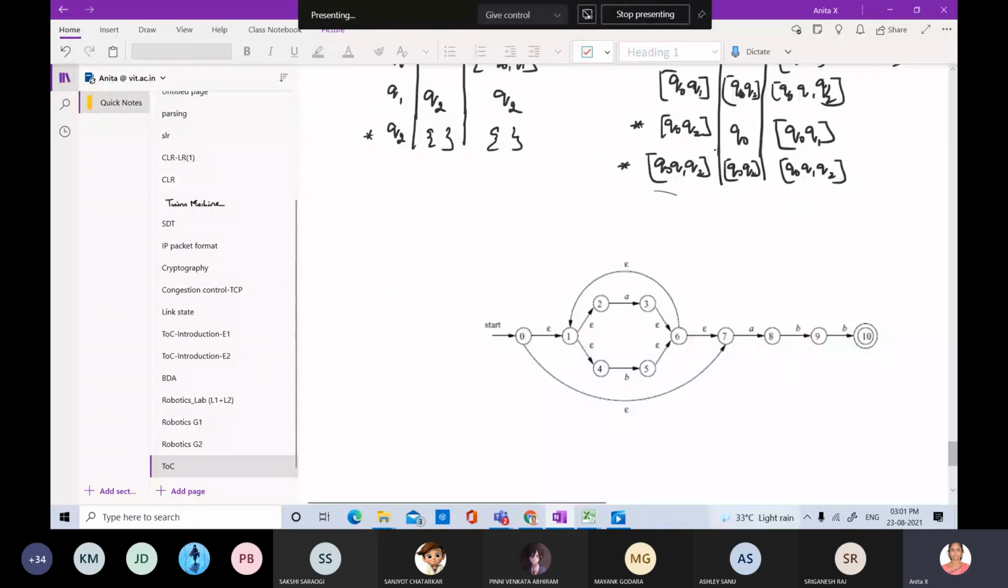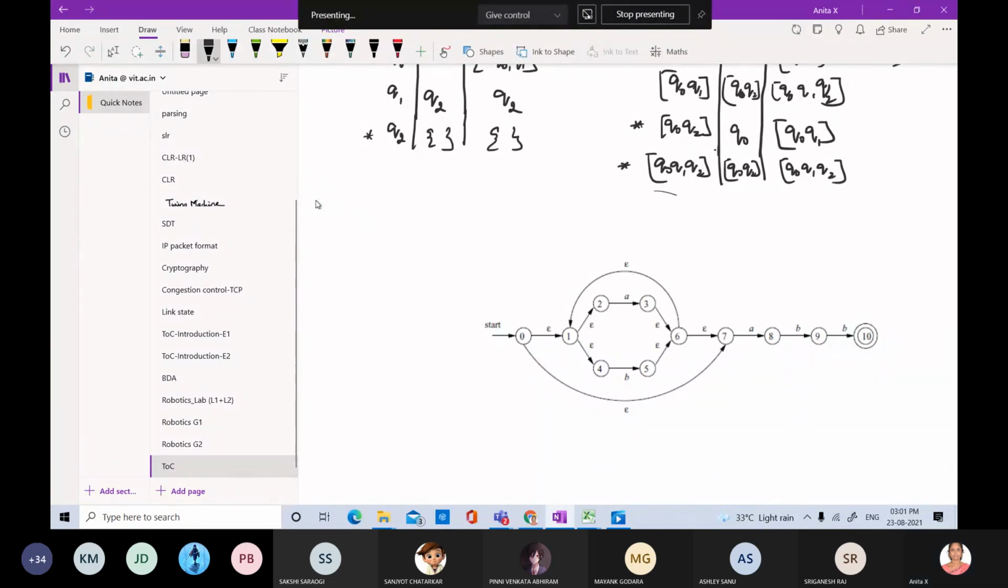Now what we are going to do is proceed with converting epsilon NFA to DFA. Again, it is going to be a very straightforward mechanism, no logic, nothing, right? Just a set of rules to be followed.